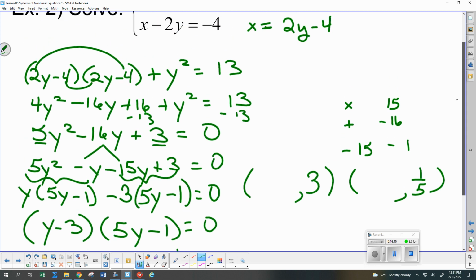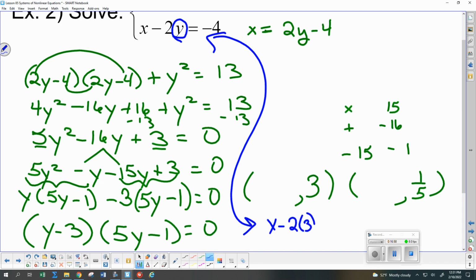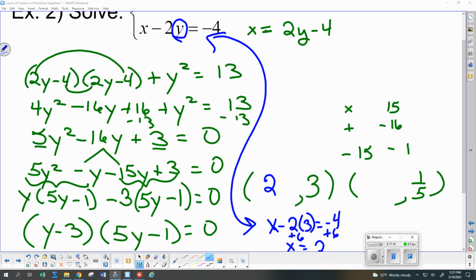Now I still go back into my equation up here. And if this y is a 3, I am looking at x minus 2 times 3 is negative 4. So x minus 6. So if I add 6 to both sides, what do I have for the x? Everybody good with x would be 2 here? So if the y is 3, the only thing x can be is 2. And then I do the same thing for my other one.